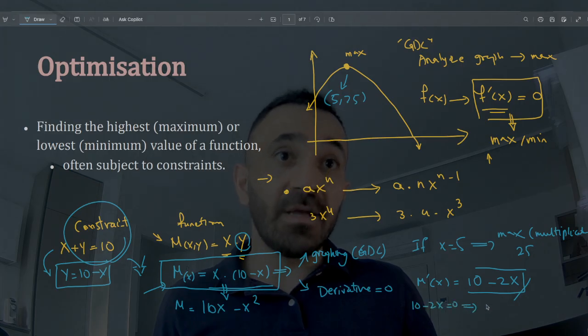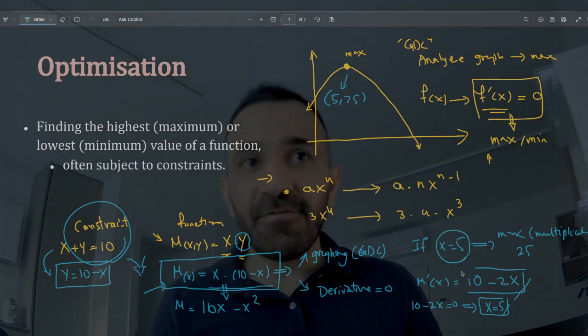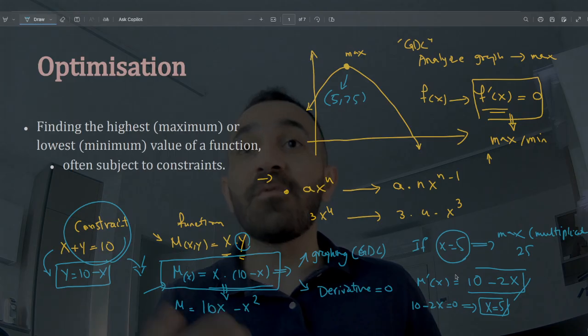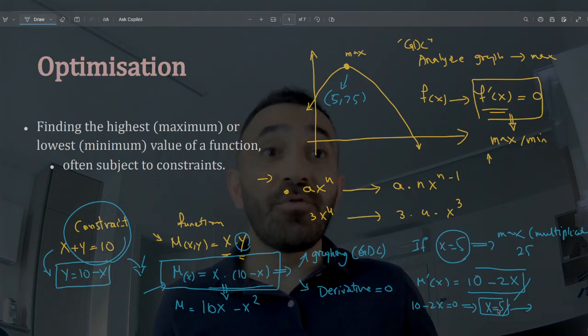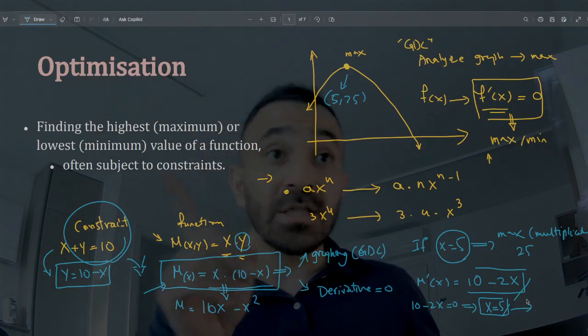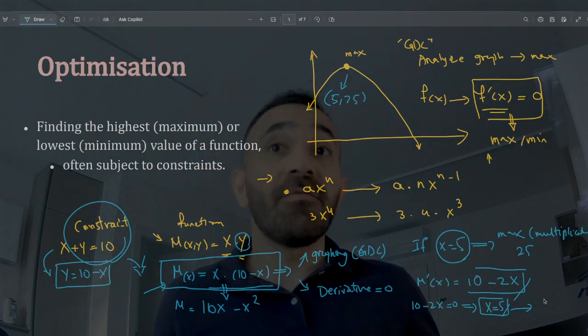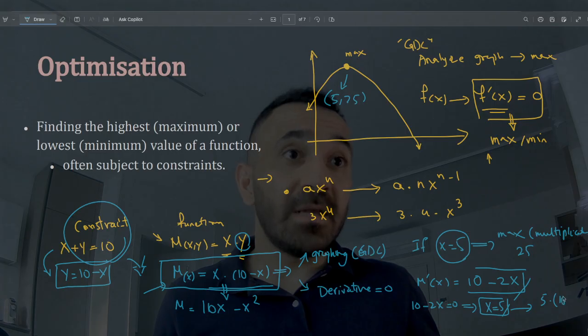Yes, if you solve it, if you want with numerical solve, x equals literally 5. It's exactly the same value. What does it mean? When x is 5, you're going to have the maximum possible value for this function. What is that value? Put 5 into the main function, not into the derivative. 5 times 10 minus 5 gives you 25.